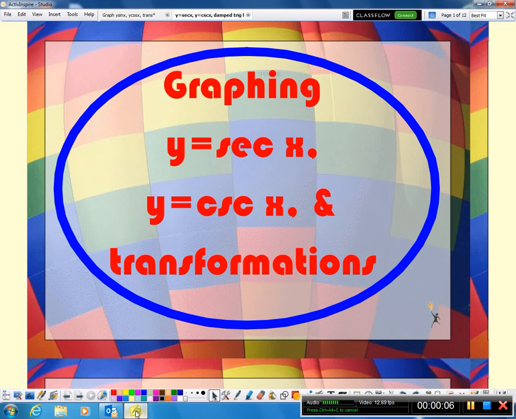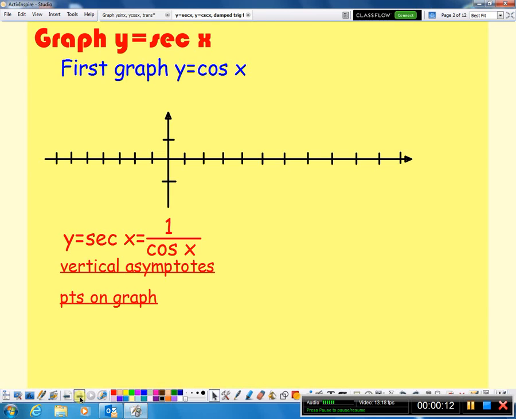Hi, we're going to graph y equals secant x, cosecant x, and their transformations. And you're going to find that this is pretty easy, I think. So let's first look at y equals secant x. I want you to remember that y equals secant x is the same as saying y equals 1 over cosine x.